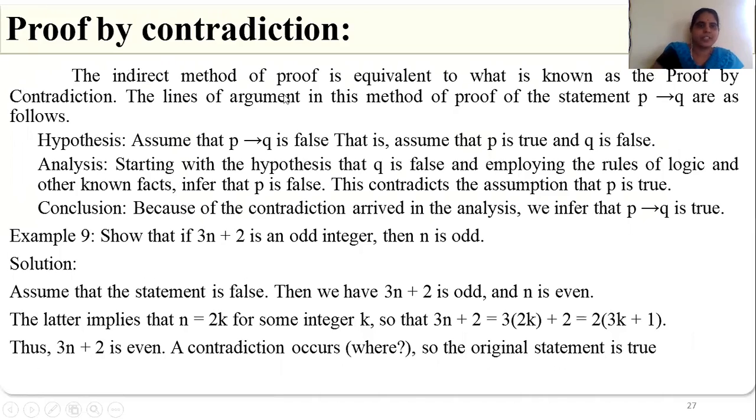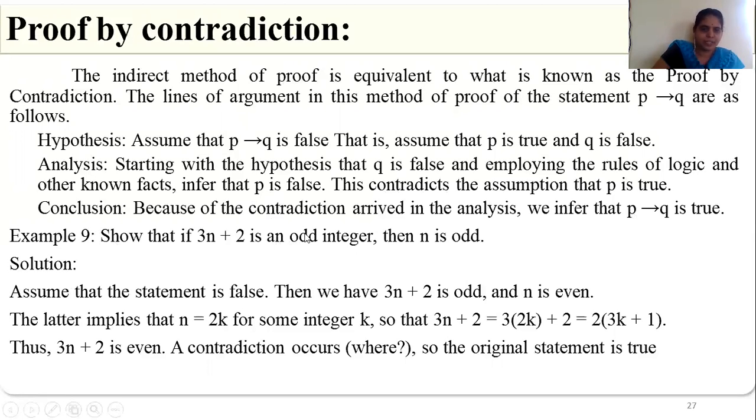Next, proof by contradiction. The indirect method of proof is equivalent to what we know as proof by contradiction. The line of argument in this method is to prove that P implies Q as follows. Hypothesis: we assume that P implies Q is false, that is, P is true and Q is false. Then analysis: starting with the hypothesis that Q is false, employing the rules of logic and other facts, infer that P is false. This is contradictory to our assumption. So the conclusion is that P implies Q is true.